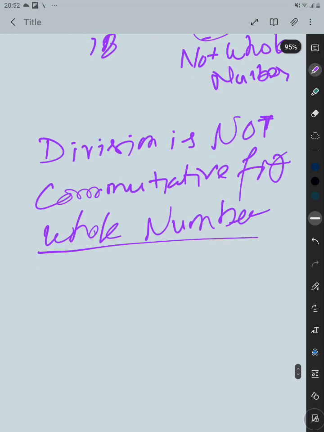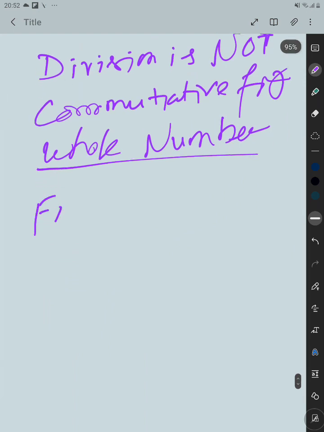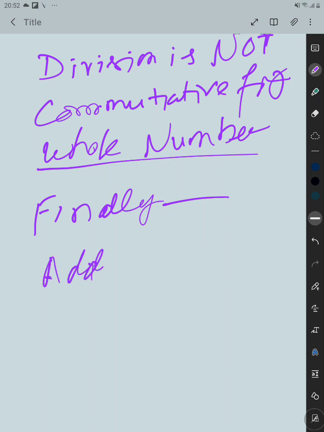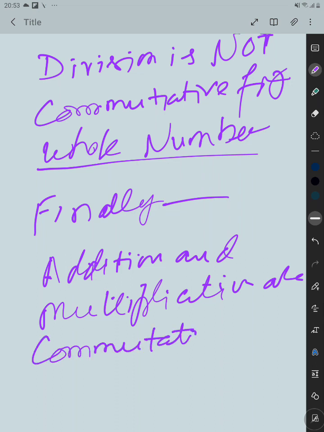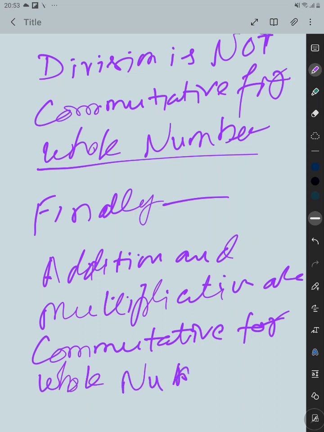So finally, what we have studied, we can say: addition and multiplication are commutative for whole numbers. This is our final conclusion.